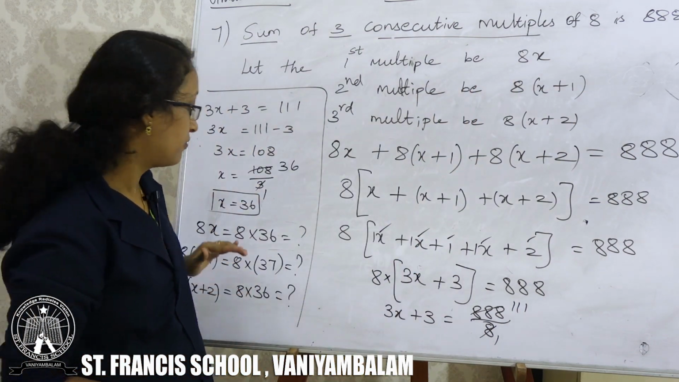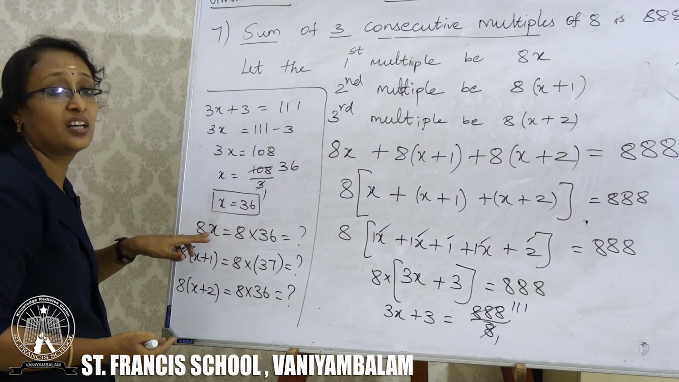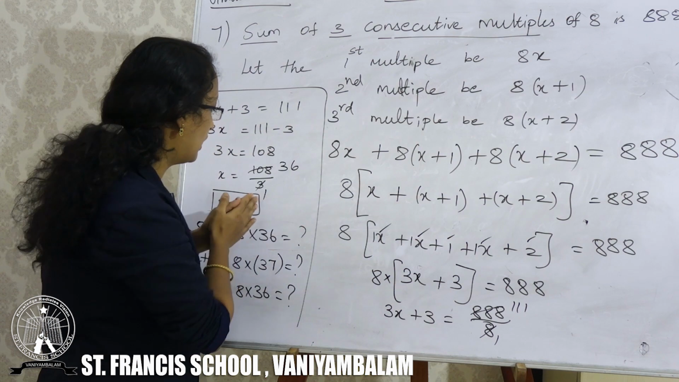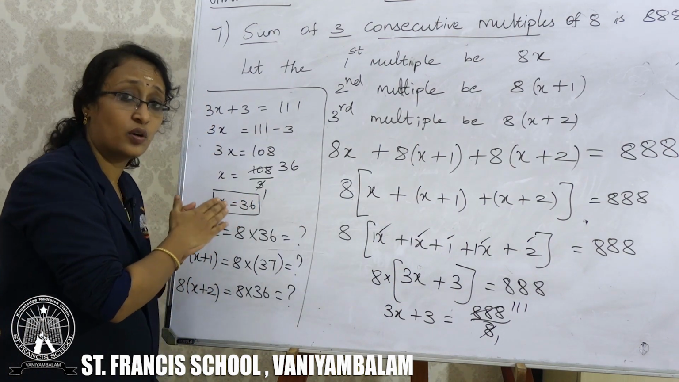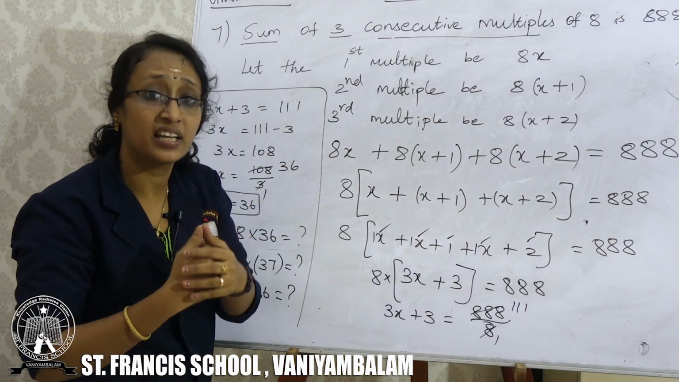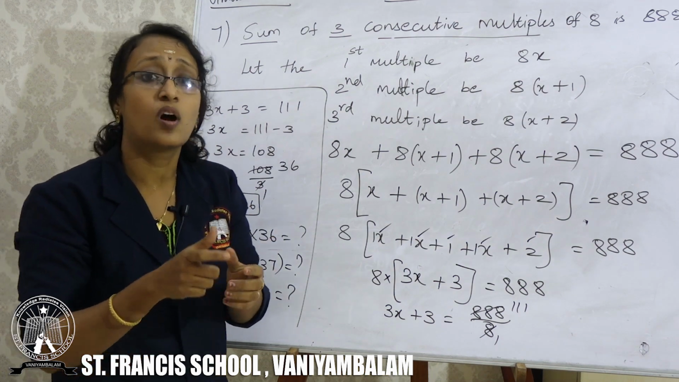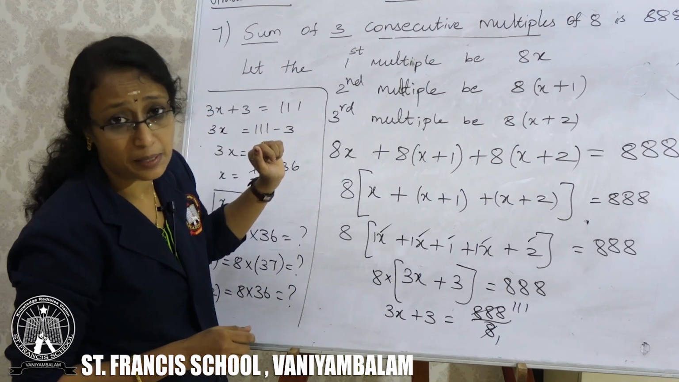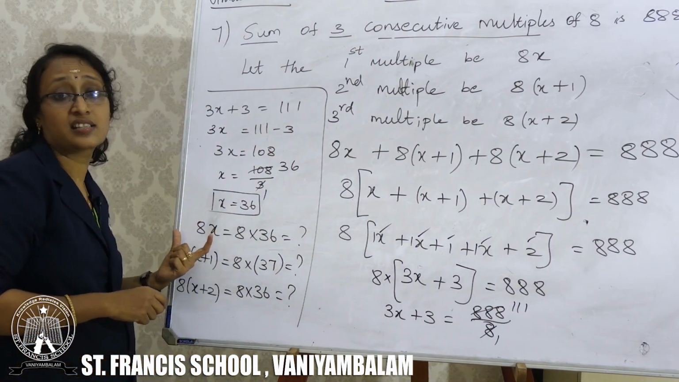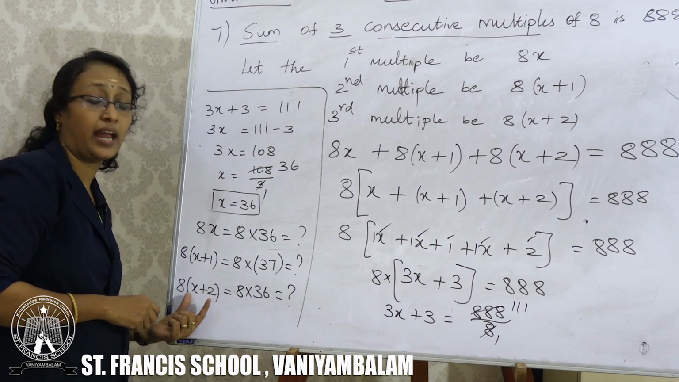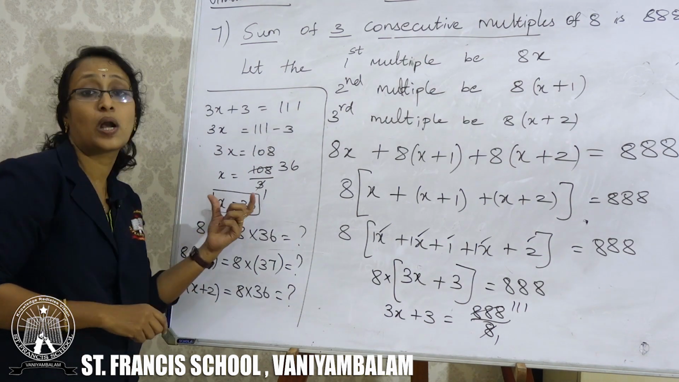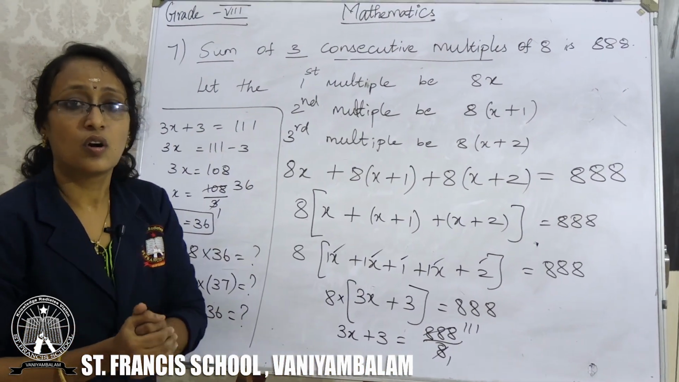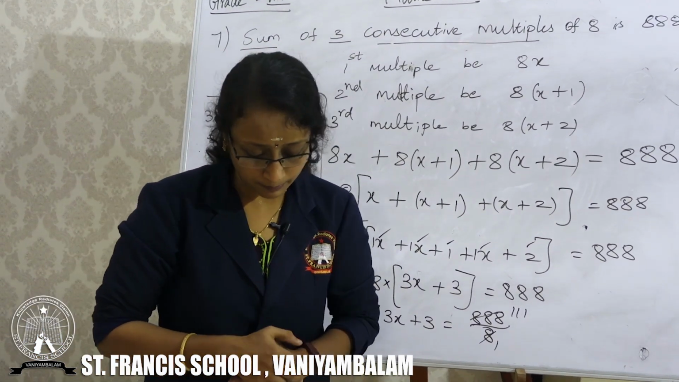Find the multiples. We need not only x; we always need to check what is asked in the question. After finding x, or whatever the unknown variable is, find it first. After getting that value, check what is given and what they asked. It is asked to find the multiples. So you need 8 into x plus 1, 8 into x plus 2, not only x. So you have to find these 3 values also. Got it? Let's move to the next problem.